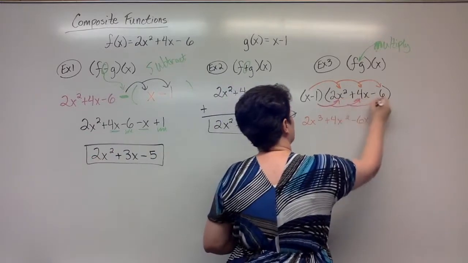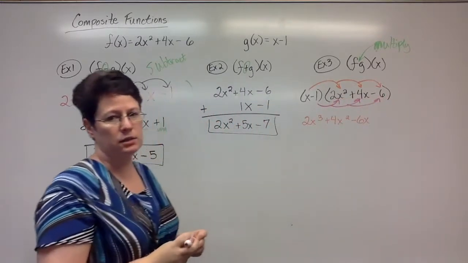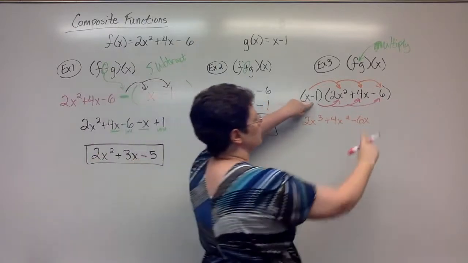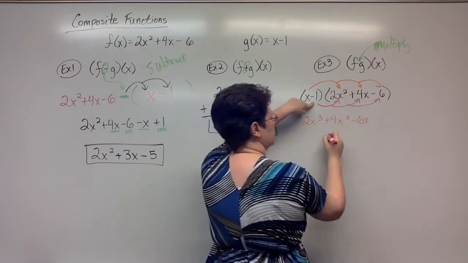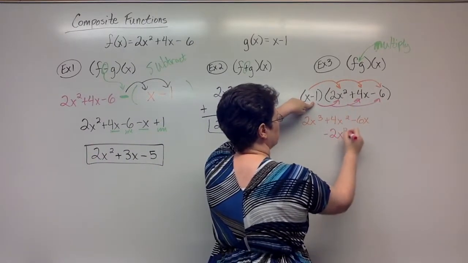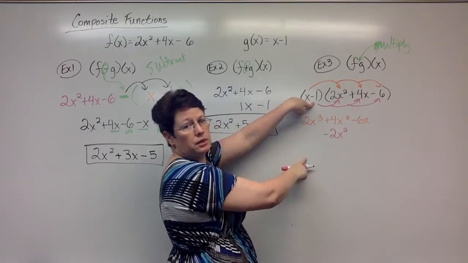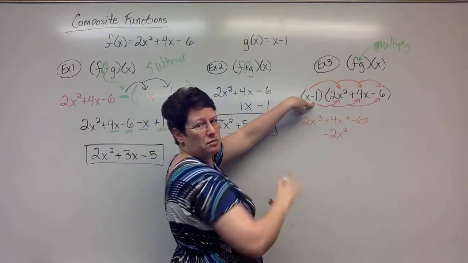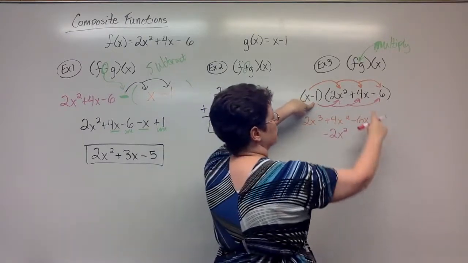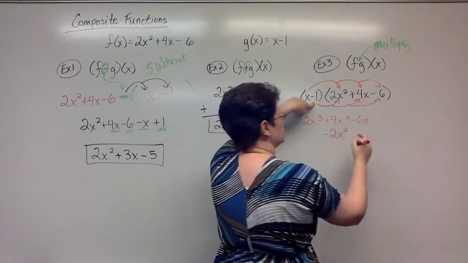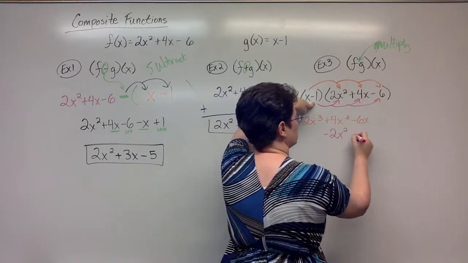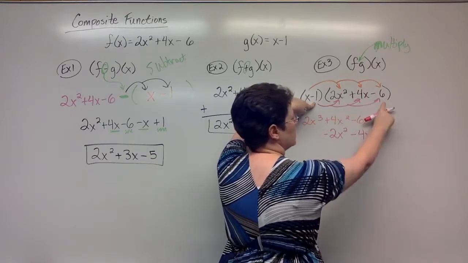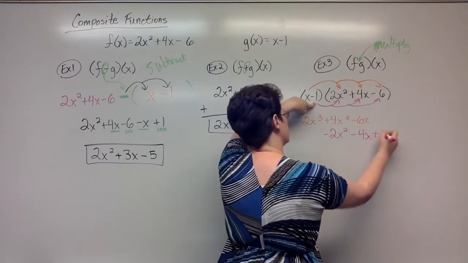Again, it's like kids and cookies. Everybody gets one. So negative 1 and 2x squared gives me negative 2x squared. You knew I was going to line them up underneath each other, right? Yeah, because I don't like writing them out all over the place and then trying to figure it out. It's easier. Negative 1 plus 4x or times 4x minus 4x. Negative 1 times negative 6 plus 6.